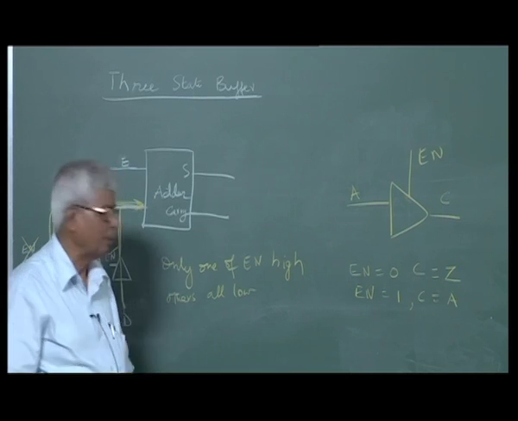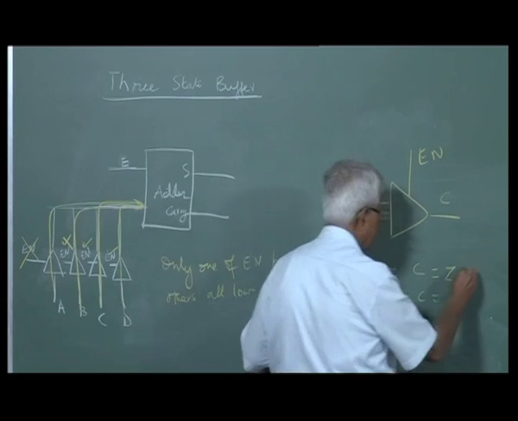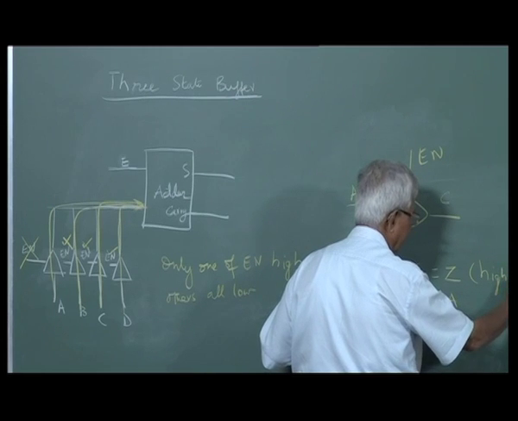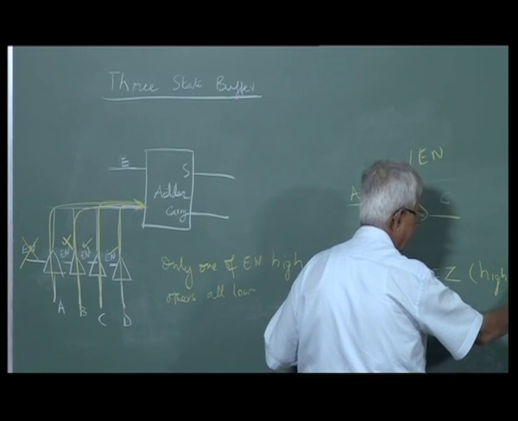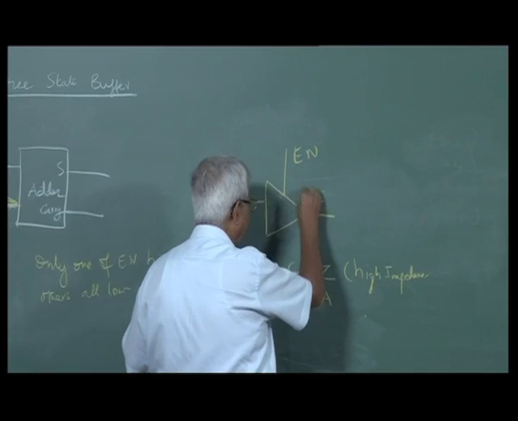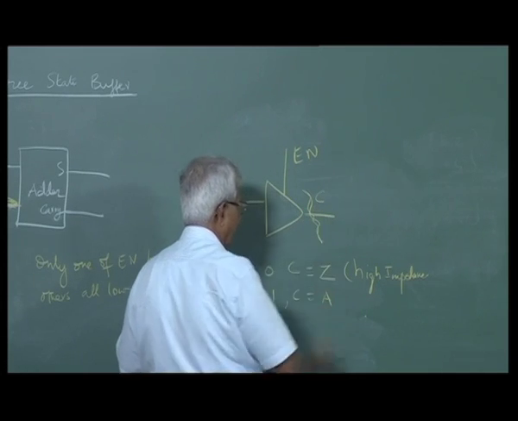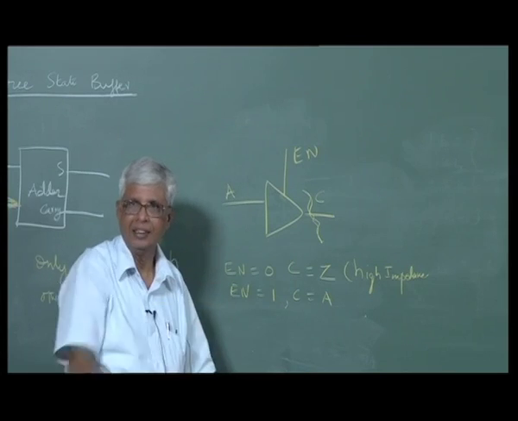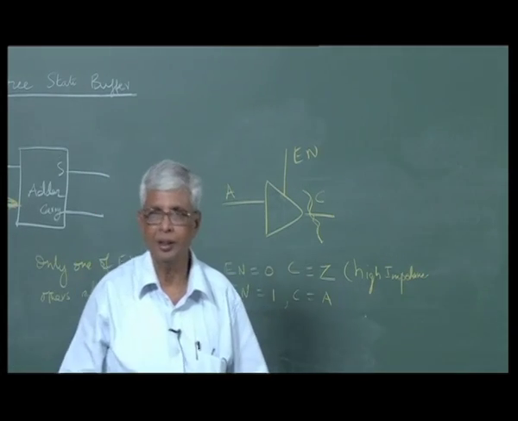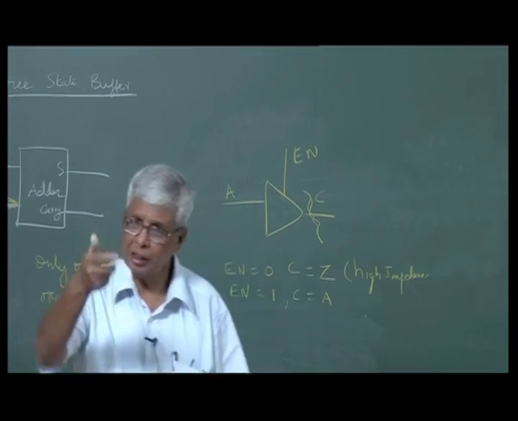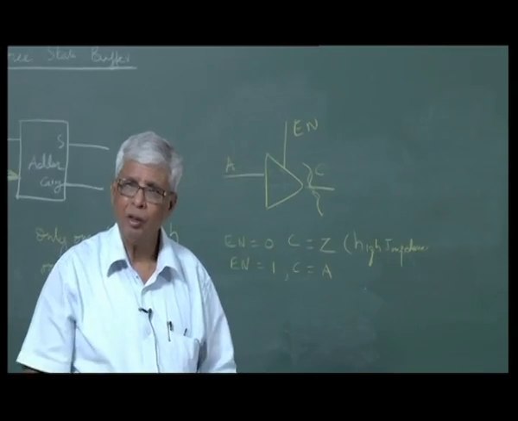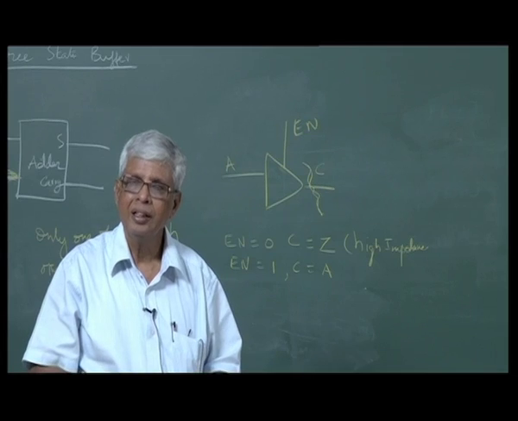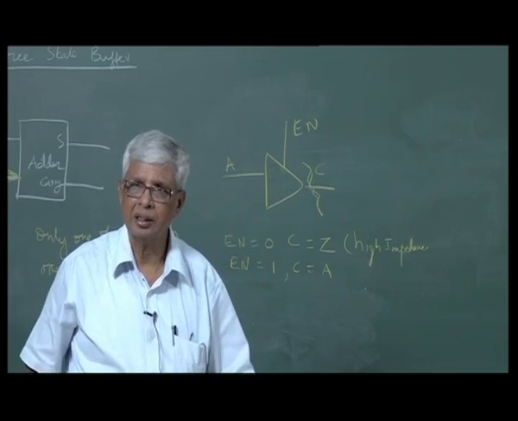C is called Z. Z stands for high impedance. What does it mean? High impedance means nothing will appear here. It's as if you have taken a pair of pliers and cut it. You don't physically do it. The wire doesn't exist, the wire doesn't take you anywhere. That's why Z is called high impedance.